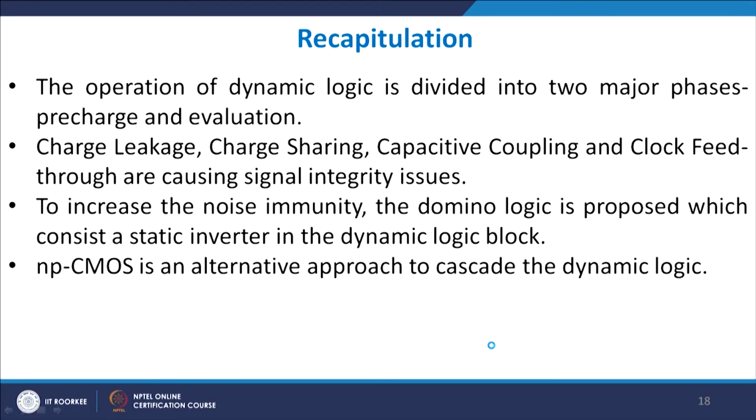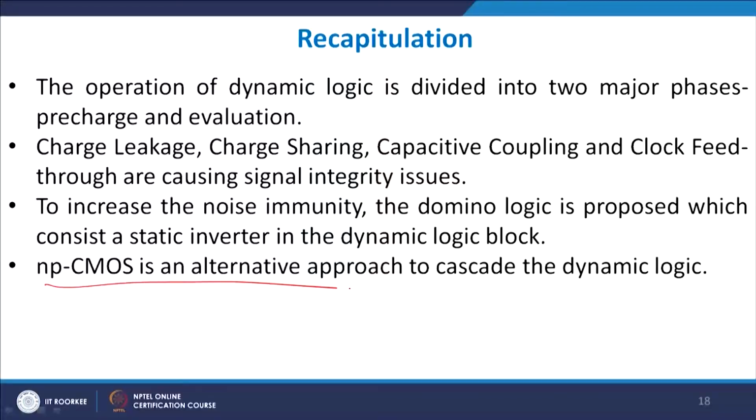So, let me recapitulate what we did till now. We looked into the operation of dynamic logic, and we saw that it can be divided into precharge and evaluation. We also looked into charge leakage and charge sharing phenomena of dynamic logic, and we also saw that there is a signal integrity issue in dynamic logic. How to remove it? There are methods of doing it by using static CMOS logic. We have seen that, and NP CMOS is an alternative style to cascade the dynamic logic. Cascading of ordinary dynamic logic is a difficult task, and NP logic is one of the solutions to this particular design. With this we finish off the dynamic logic case for a combinational logic block. Thank you very much.